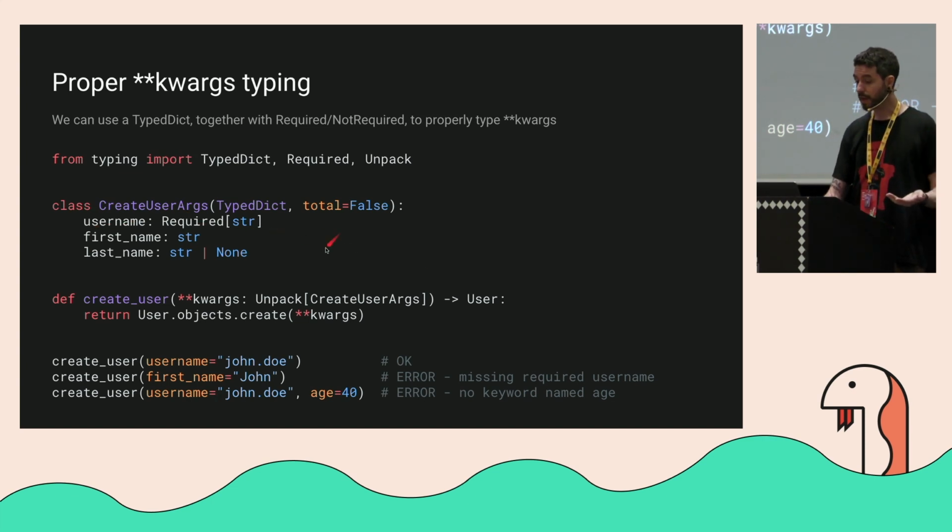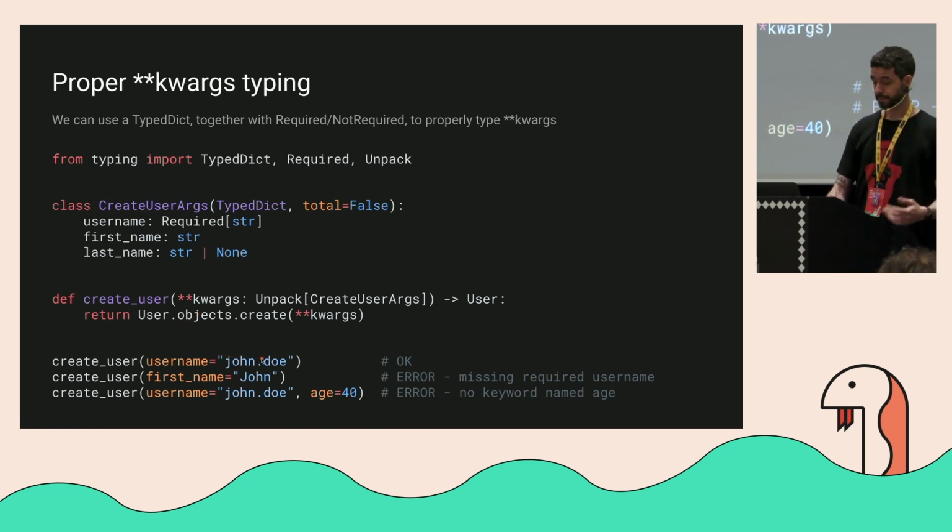So on a type dict, we can say, oh, those are the arguments that I take. Username, it's the required one. First name can be given as a string. Last name can be given as a string or none. And we unpack that typed dict into KWArgs.